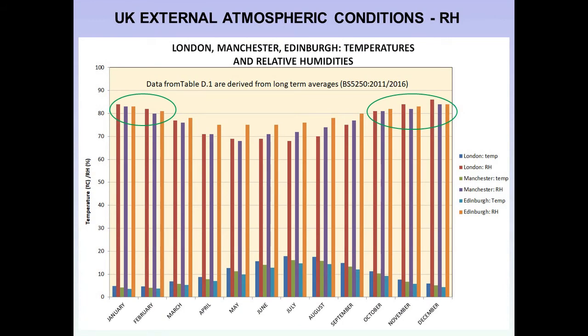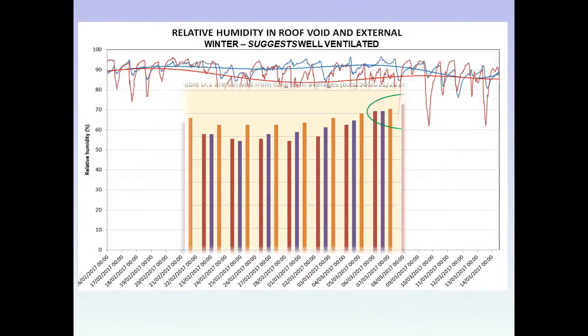Looking at the external atmospheric conditions, the relative humidity, this is taken from British Standard 5250, 2011 and 2016. Just looking at relative humidity alone, notice in the colder months of the year, the relative humidity that one might expect on average is over 80%. And this will play a part sometimes in some of the ventilation.